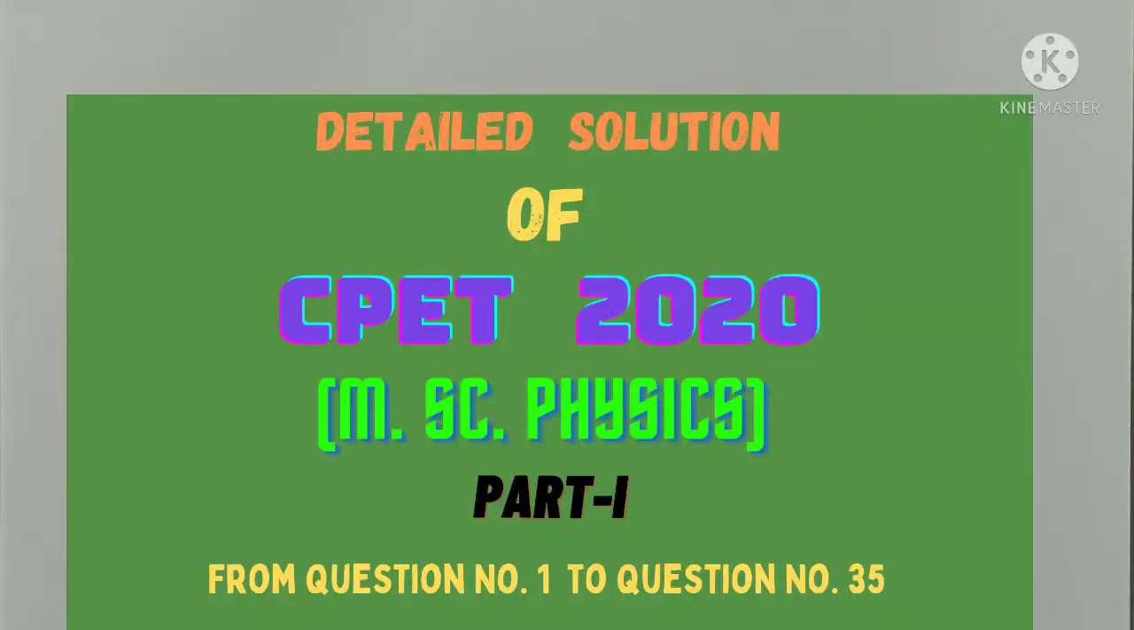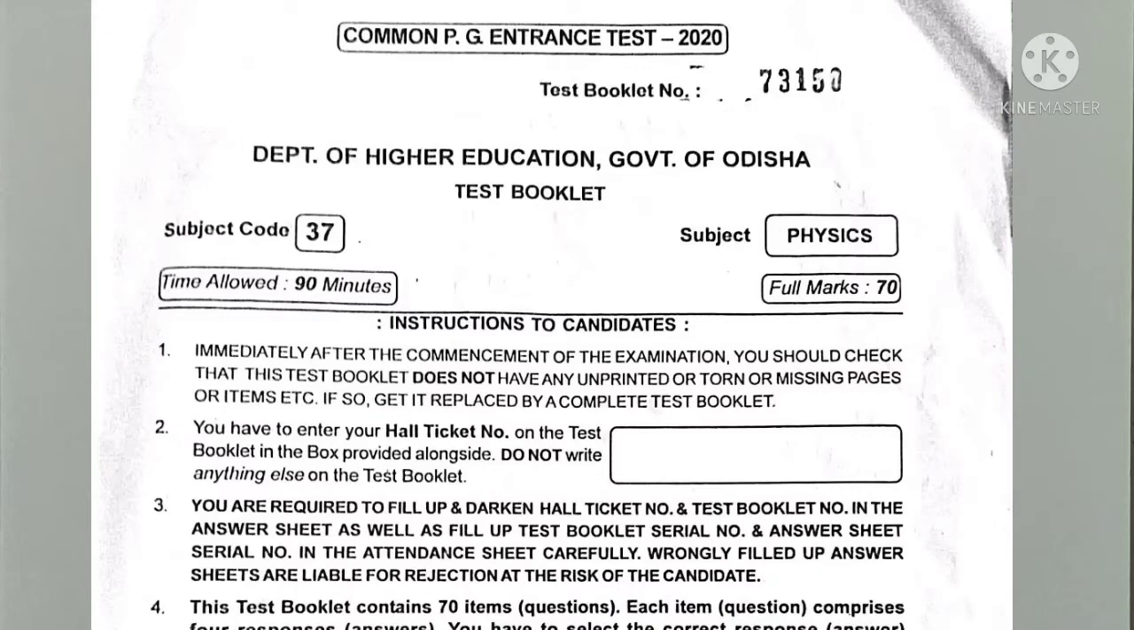Let's start our discussion and solve the question paper of CPT 2020. As you know, this question paper contains a total of 70 questions. In this video, we will solve the first 35 questions and in the next video, we will solve the remaining 35 questions. Okay, so let us start.